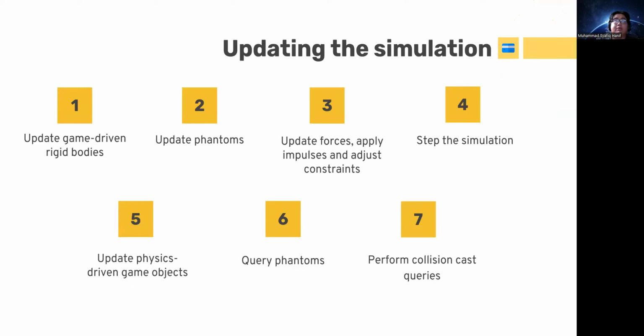And here we have updating the simulation, which is the step to completely update the physics simulation. There are 7 of them. First is to update the game-driven rigid bodies, then update the phantoms, followed by update forces, apply impulses, and adjust the constraints. Next is to step the simulation and update the physics-driven game objects. The sixth step is to query the phantoms, followed by the last step of performing collision cast queries.